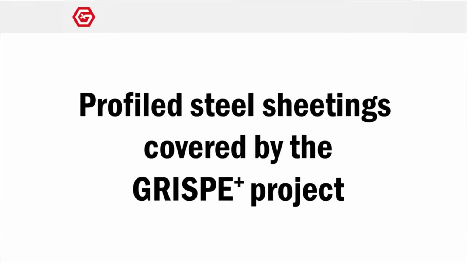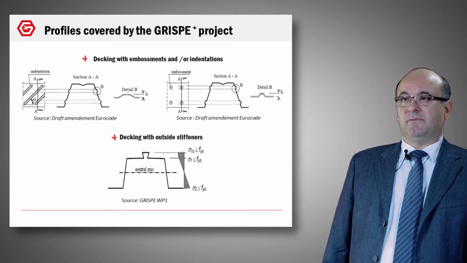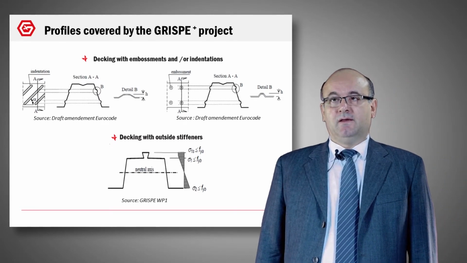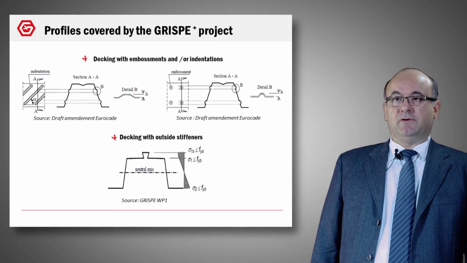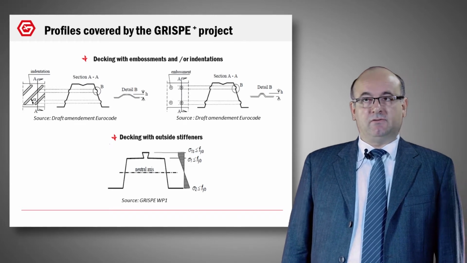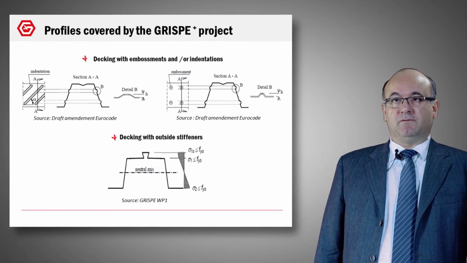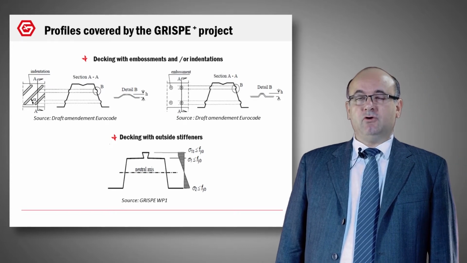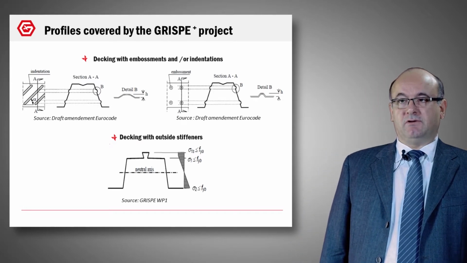Okay, now we are going to study the profile steel sheeting covered by the GRISP Plus project. The first family is the decking with embossment and or indentation and the decking with outside stiffeners. Indeed, these profiles are covered by the Eurocode, but you can only design these profiles by testing today. You have no method to calculate these profiles. That is why, during the GRISP project, different methods were proposed to calculate these profiles, how to take into account, in fact, the embossment and the indentation in the calculation.